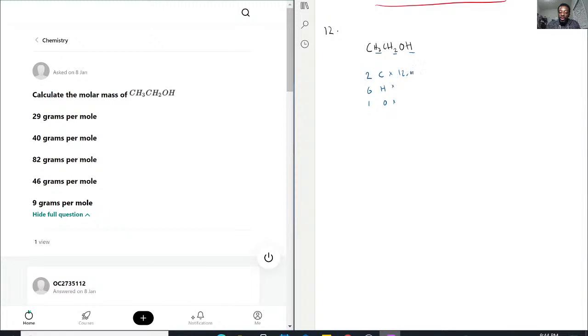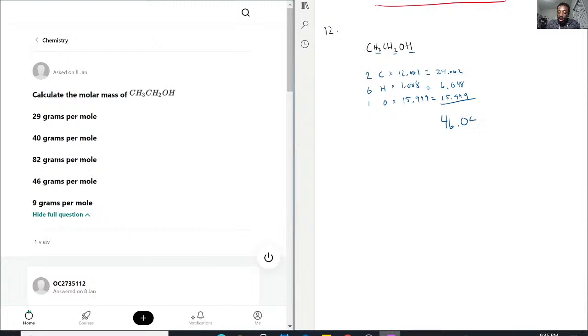6, not oxygens, 6 hydrogens, and 1 oxygen. So that's 12.001, 6 hydrogen, that's 1.008, and 15.999. So that's 24.002 that carbons contribute. This is 6 times 1.008, which is 6.048 for the hydrogens, and this stays the same at 15.999. And then we're going to add it all together. 15.999 plus 6.048 plus 24.002, and we get 46.049.